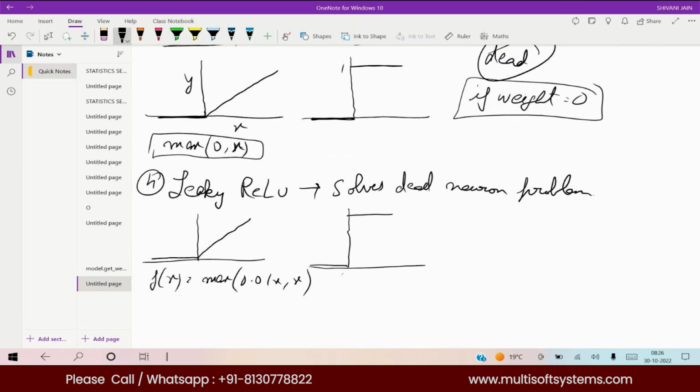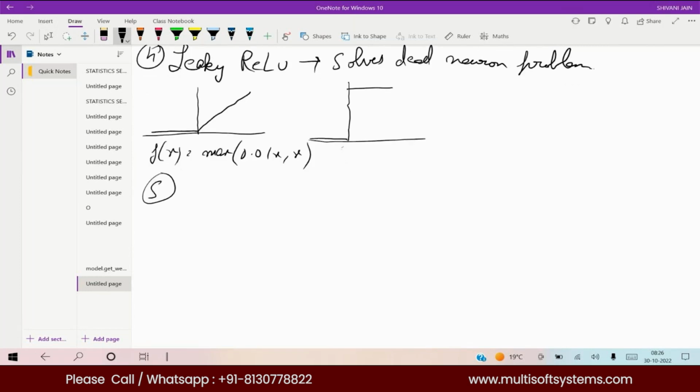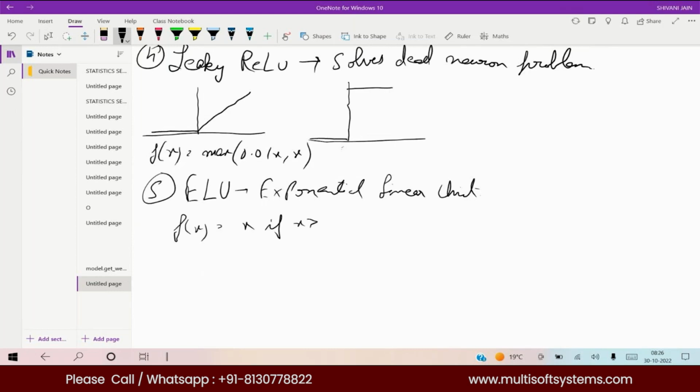Okay, then fifth. So in total we have 9 functions, and we are going to discuss them. The fifth is the exponential linear unit, ELU. For this, the equation is x if x is greater than 0, and alpha times (e raised to the power x minus 1) otherwise.